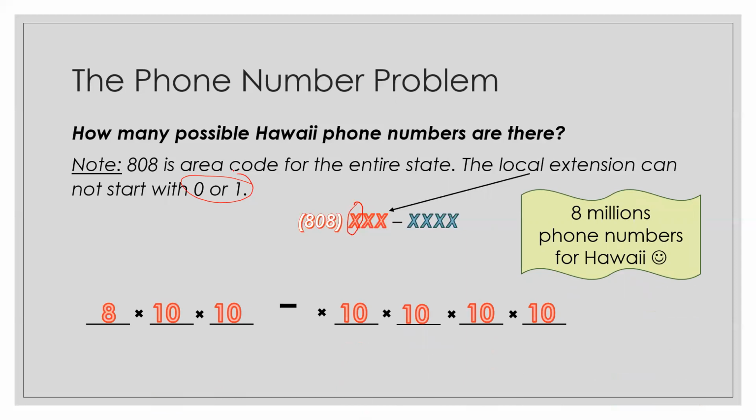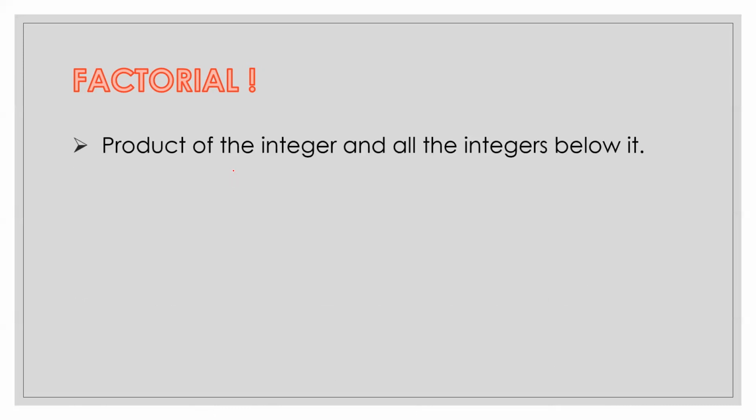Now, the next concept I want to go over, before we learn the two basic counting principles called permutation and combination, is an operation called factorial. So we had multiply, divide, exponent, addition, subtraction. Now we have factorial. What factorial is, is a product of the integer and all of the integers below that.